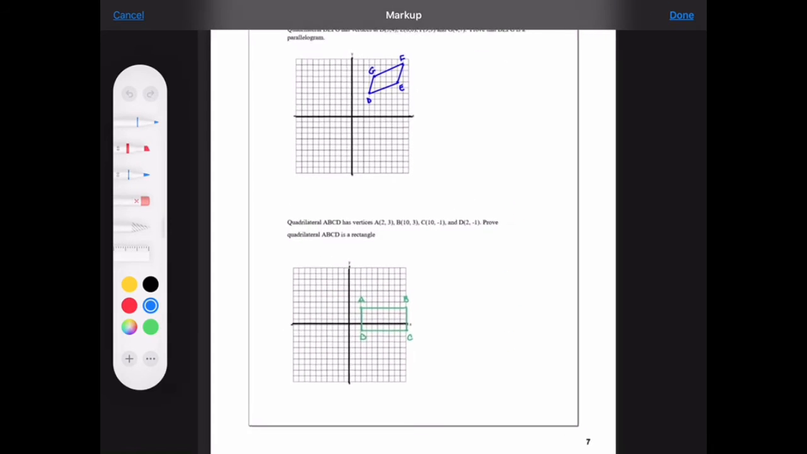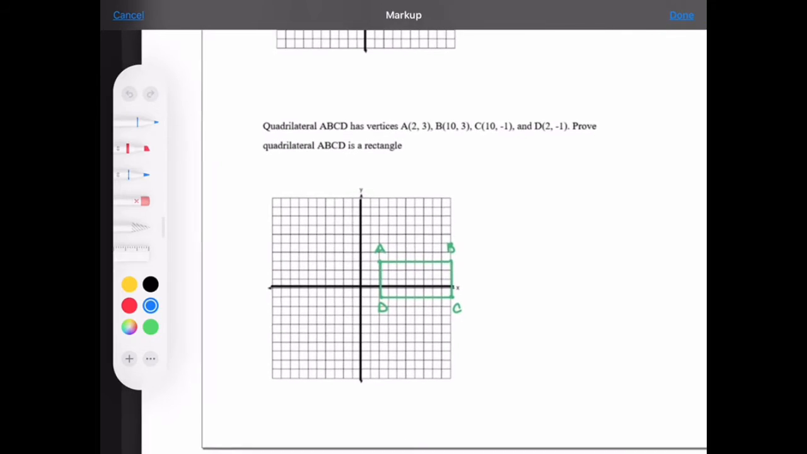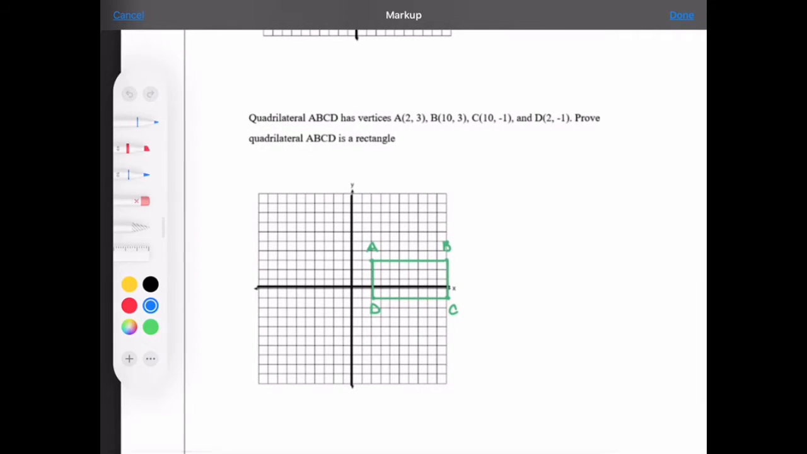Alright, so let's take a look at our first rectangle problem that we have here. So we have quadrilateral ABCD with vertices A, B, C, and D, and we have to prove that this is a rectangle. So first of all, we know we have to prove it's a parallelogram first, but one of the ways we said we could prove something is a parallelogram is use the slope formula to show that opposite sides are parallel, right?